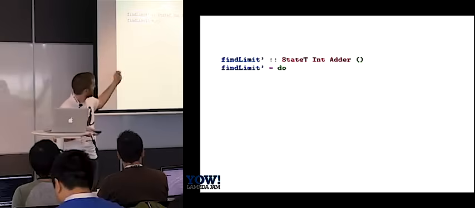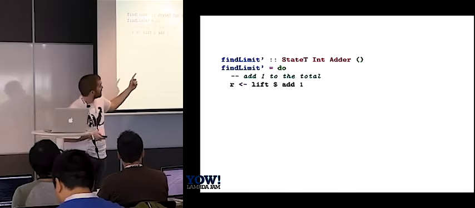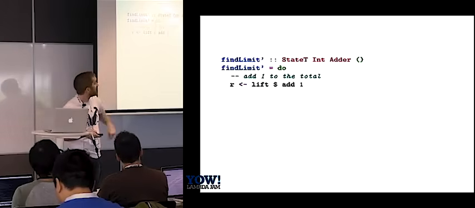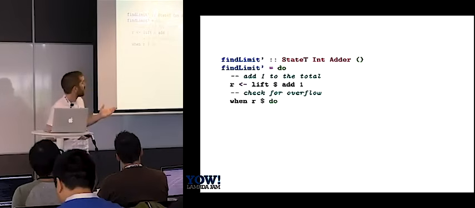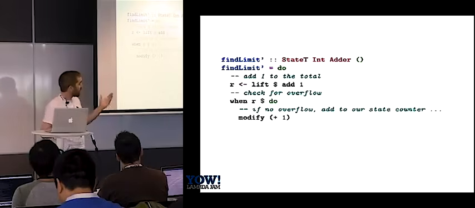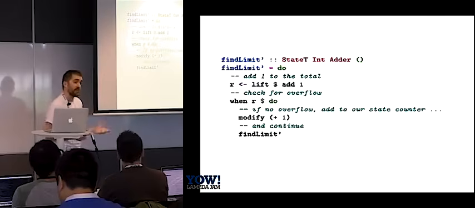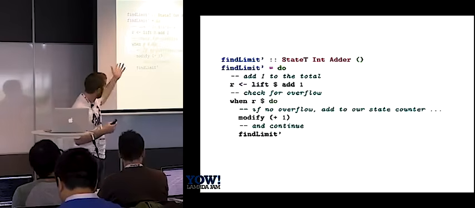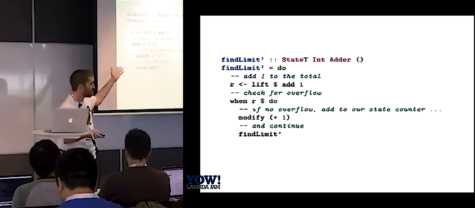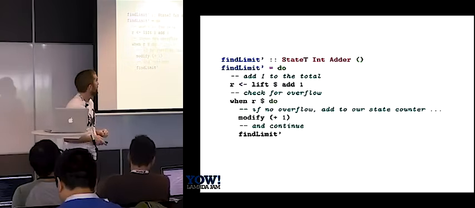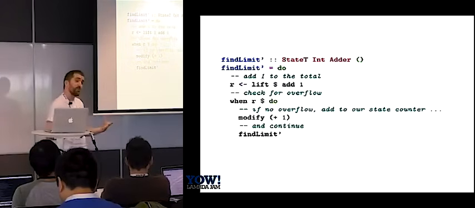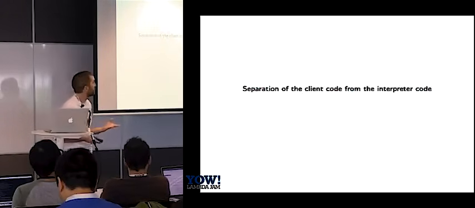A little helper is in State over Adder. We just add 1 to the total. That's our add in our Adder. Check for overflow. If there's no overflow, we add to our state counter, and we continue. And when this finishes, because the overflow has occurred, state will hold our total. So now we have a new little primitive built against our DSL.